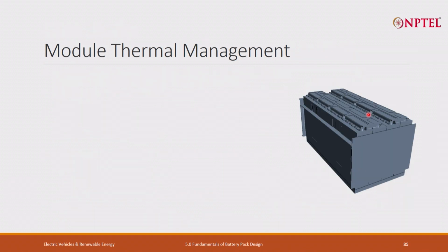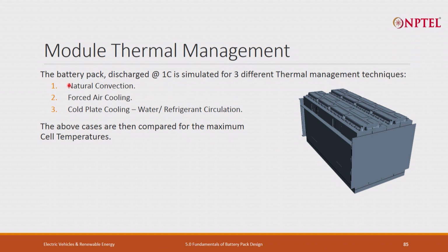The next is module thermal management. The battery pack is discharged at 1C rate, the same 2P16S battery pack. For different thermal management systems, what we have tried here is we compared 3 different thermal management systems: natural convection, forced air cooling, and cold plate, or what you say, hybrid cooling system or direct expansion type of cooling system. All these 3 cases have been compared for the maximum cell temperature.